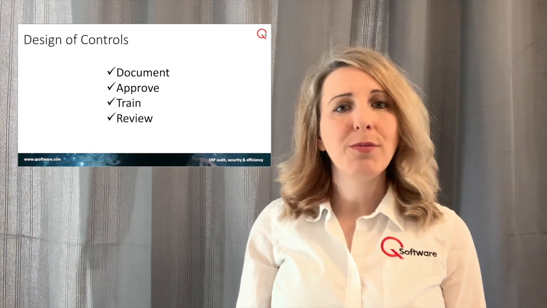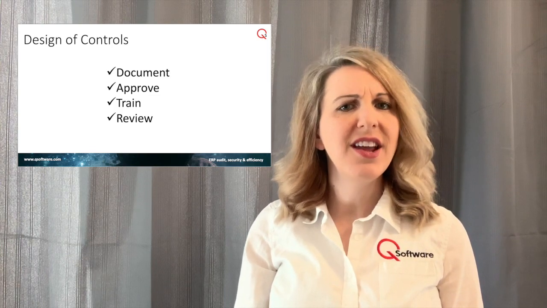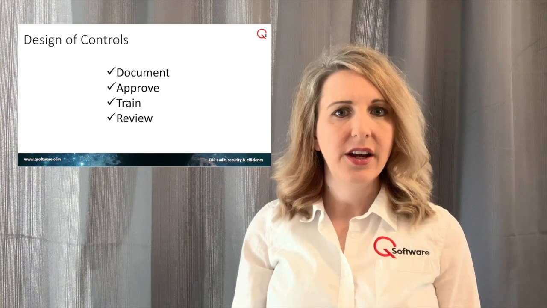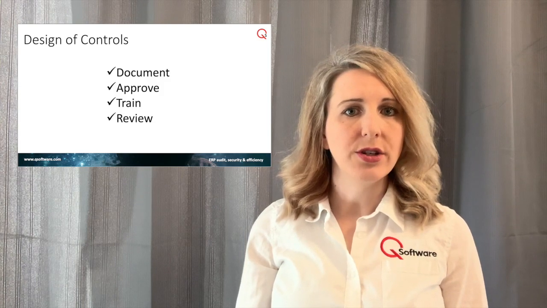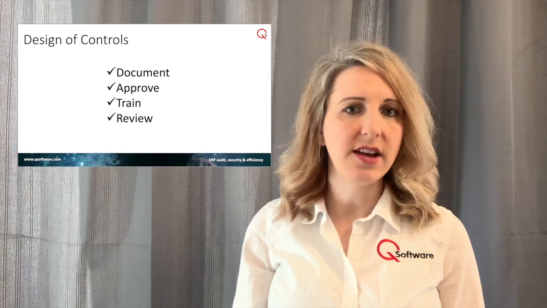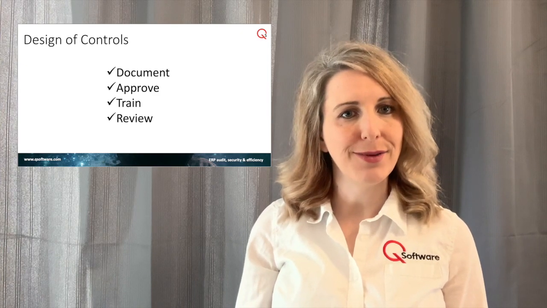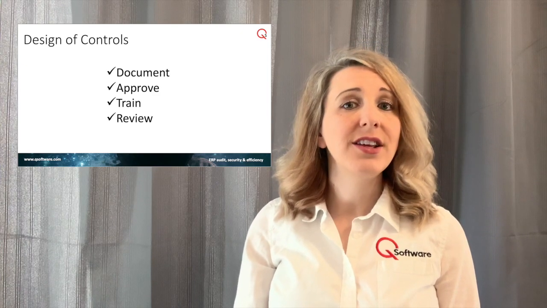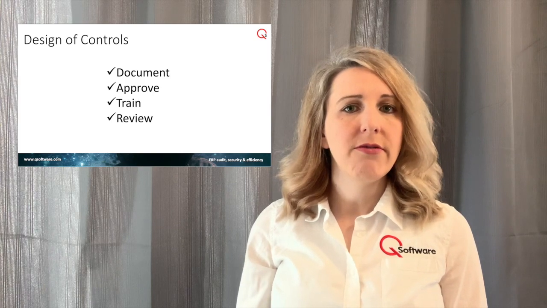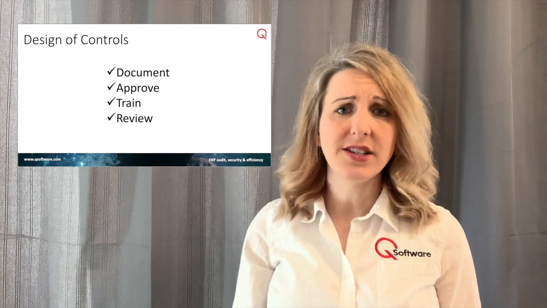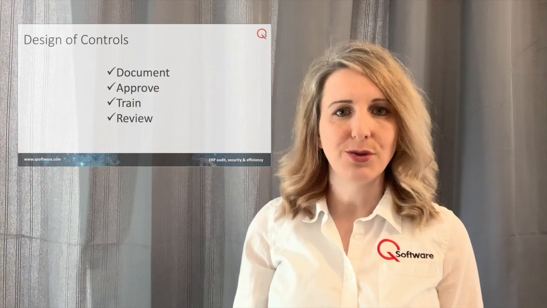Training: ensure appropriate staff are trained. They need to understand the risk, review the procedure documentation, and be clear on such things as execution method and timing. And finally, review: periodically review the control to ensure that it is effective, especially in the first 6 to 12 months of a new control being in place.